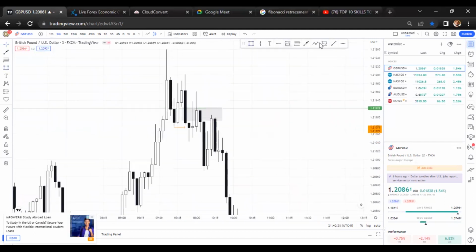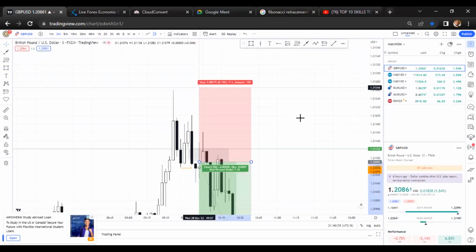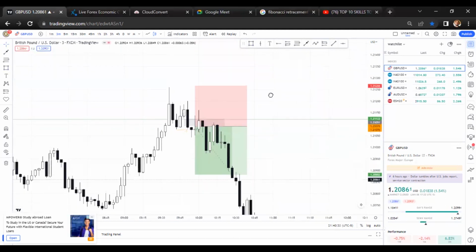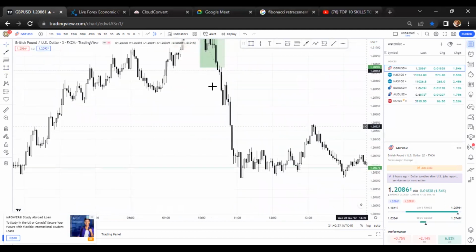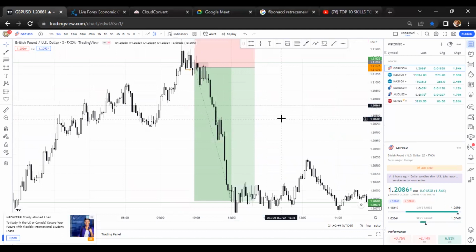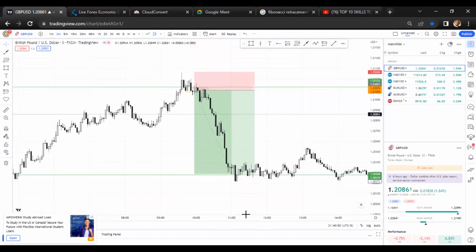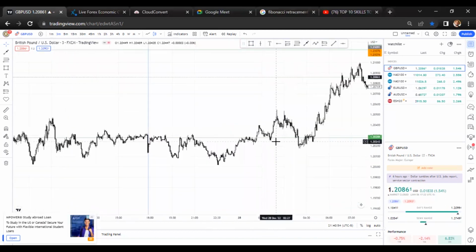So my entry was somewhere like here, around 17.5 pips stop loss. And then you can see how price melted down. I didn't catch all of that, but you see how massive it was. I closed out earlier. Okay, so if you can see 22nd December, I'll show you how I enter too.